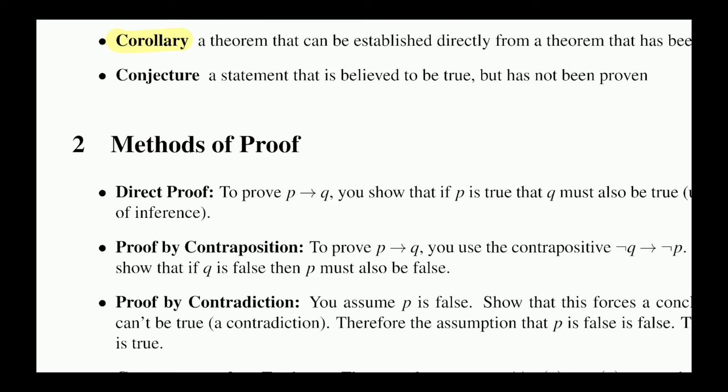Okay, conjecture. A conjecture is basically what a theorem is before you prove it. Right? You think it's true, but you have not proven it yet. So math is full of conjectures. I'm not going to write any down here, but anything that mathematicians think is true but have not proven yet is a conjecture.